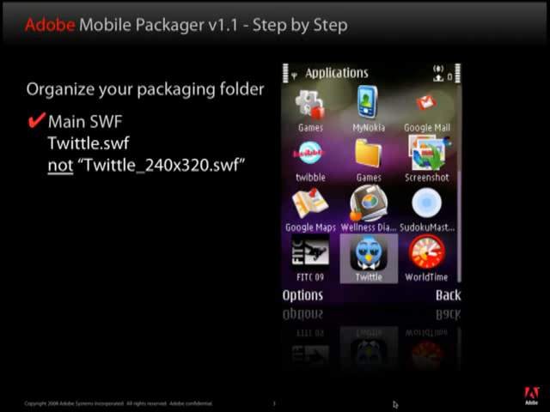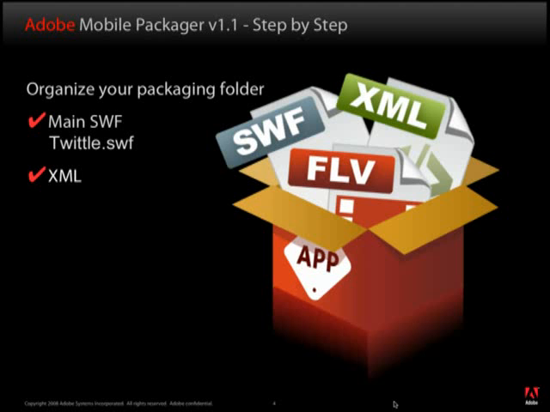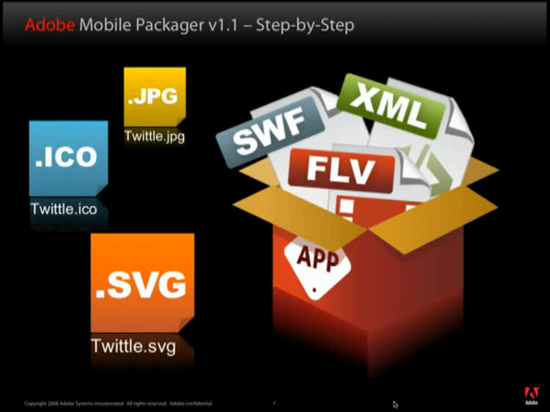No spaces, no special characters. Then put any supporting files like XML, FLV, or audio assets into this packaging folder. And last but not least, include any application icons you have. Now let's bring up the Packager and create our first packages.